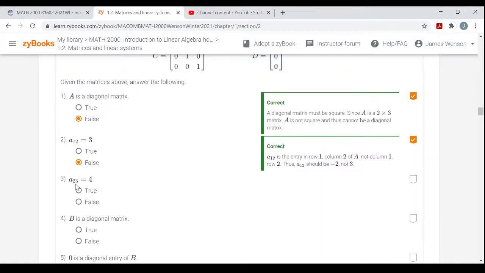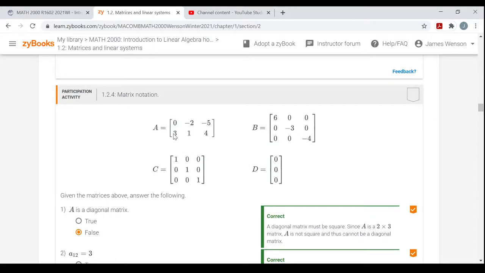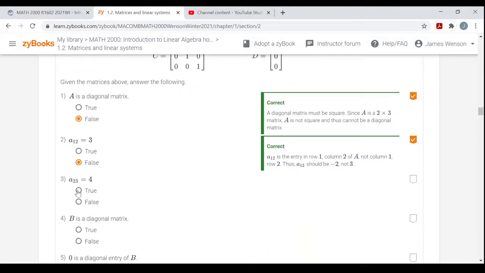A23 is 4. It's a little a, so it's for matrix A. The second row, third column entry of matrix A is 4. Let's see. Second row, third column entry, that is 4. This is true.